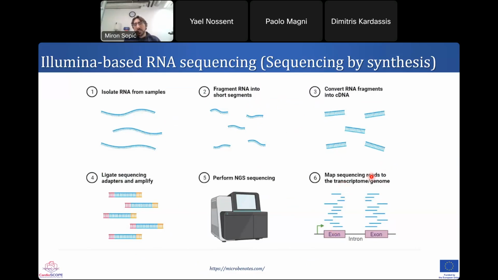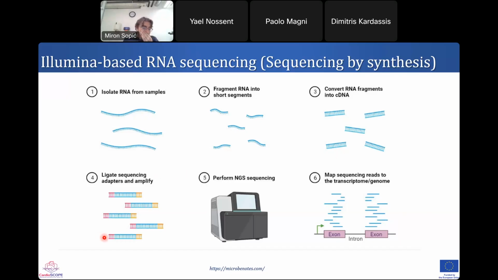In Illumina-based sequencing, you have several steps. First, of course, you have the extraction of RNA, then you have the fragmentation. This is really important because in Illumina sequencing, you don't have long reads. This is related to the capacity of DNA polymerase to work efficiently on shorter fragments. With longer fragments, it tends to lose accuracy. Then you convert these short fragments to cDNA, and then you do the DNA or cDNA sequencing.